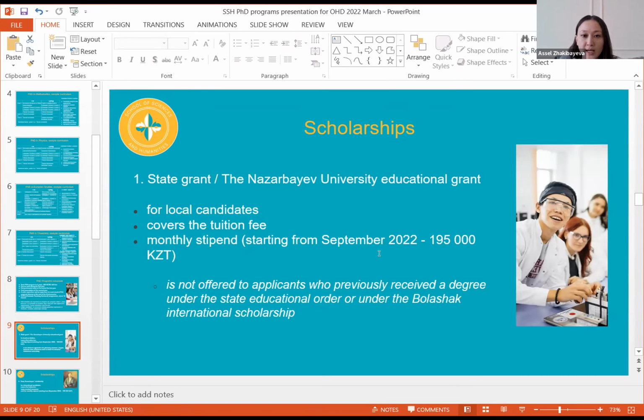As you can see from the slide, the amount of the monthly stipend will be increased from September. And there is a remark: if you have already earned a degree on a Bolashak scholarship, or you have a PhD degree based on a state grant, unfortunately the university cannot give a second grant for the same degree. But if you used your Bolashak scholarship for the master's degree, you are welcome to apply for this scholarship.